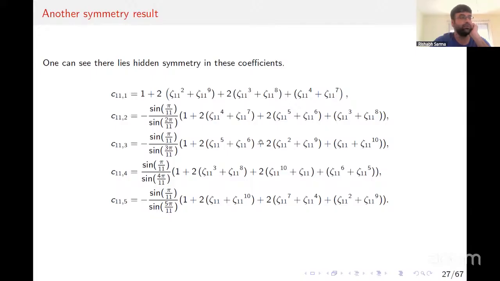What I'd like everyone to observe here is that the second coefficient is obtained from the first one by replacing zeta by zeta squared. So if you replace zeta by zeta squared here, you get zeta to the power 4; zeta to the power 18, which is zeta to the power 7, and so on. The third one is obtained from the first one by replacing zeta by zeta to the power 3. The fourth one by zeta to the power 4, and the fifth one is obtained by replacing zeta by zeta to the power 5 in the first coefficient.